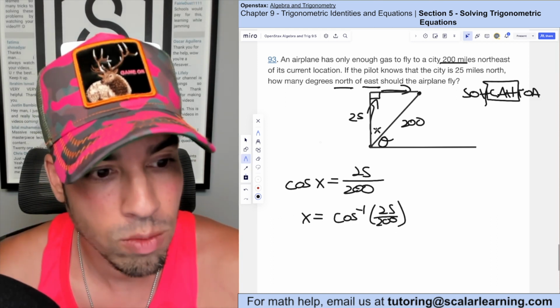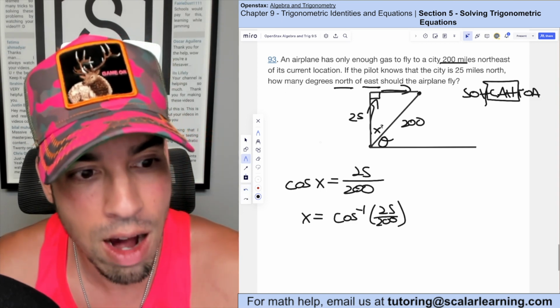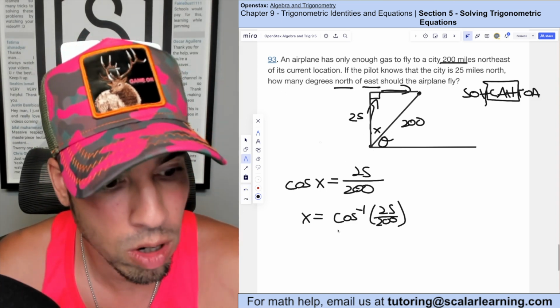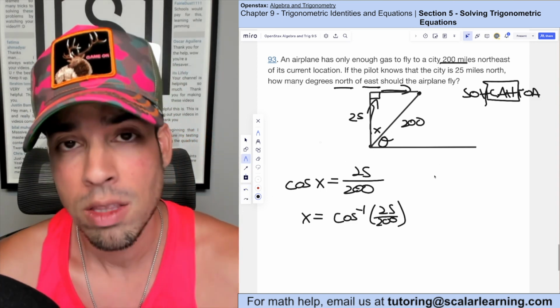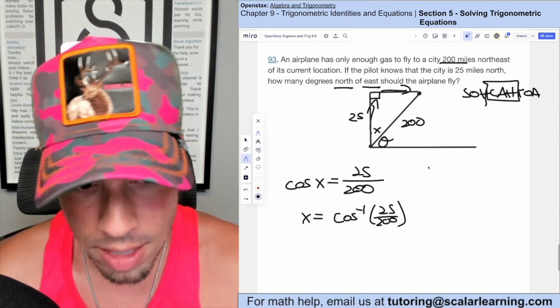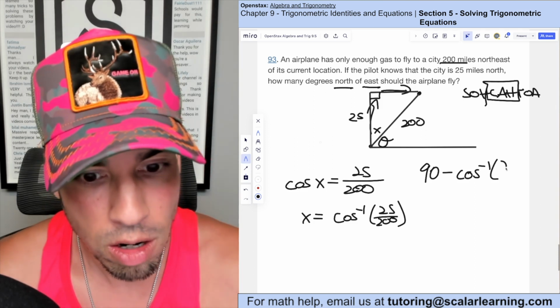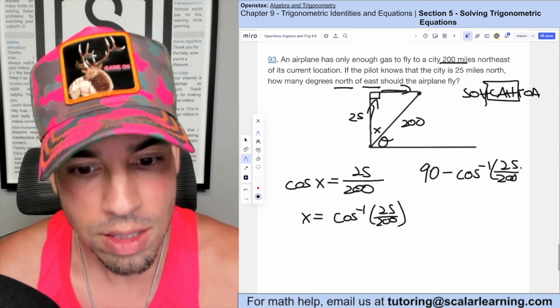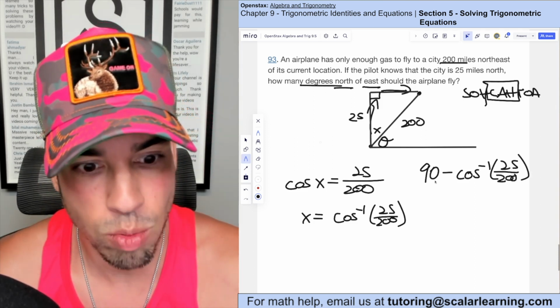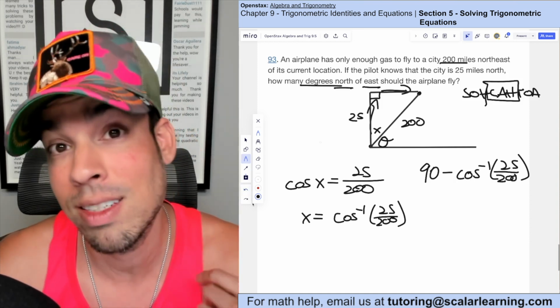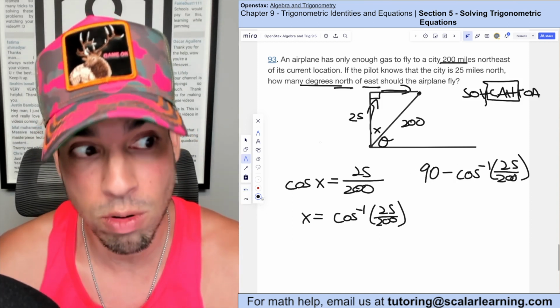Now, that's going to return this value. And again, to get the complement, aka the theta value that we want, I'm going to subtract this from 90, because the definition of complementary angles is they add to 90. So I'm going to say 90 minus arc cosine of 25 over 200. And again, this is supposed to be in degrees. That's why I'm putting 90 instead of pi halves, which would be the equivalent value in radians.